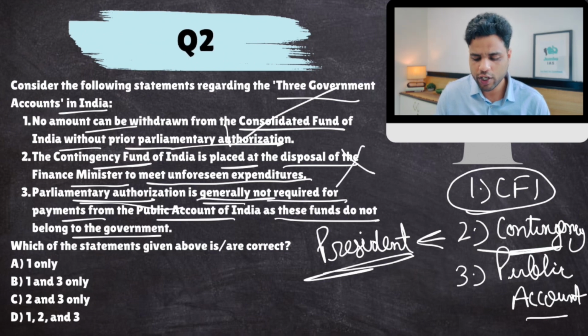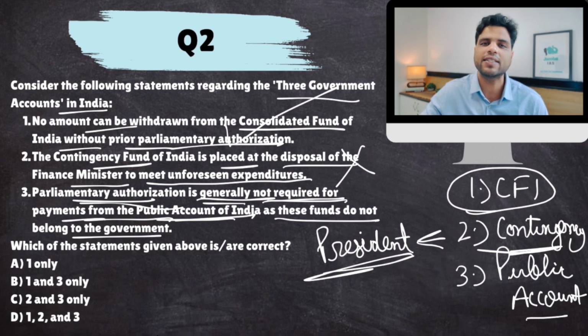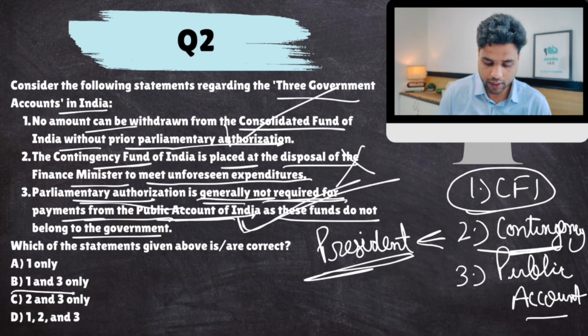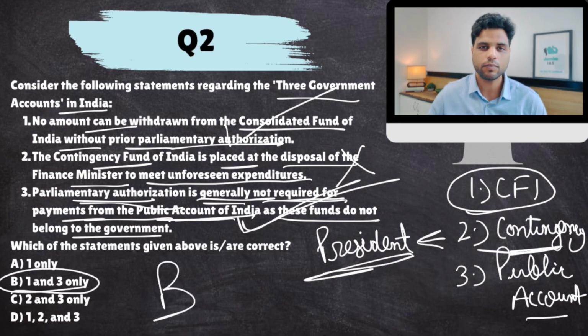Parliamentary authorization is generally not required for payments from Public Account of India. Obviously, because the government has taken this money from people to return it to them with interest, as under Provident Fund. So you don't have to take parliamentary authorization every time. So this part is also correct. Remember this, okay? So the answer would be 1 and 3.